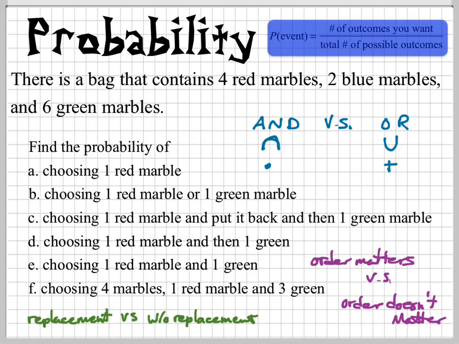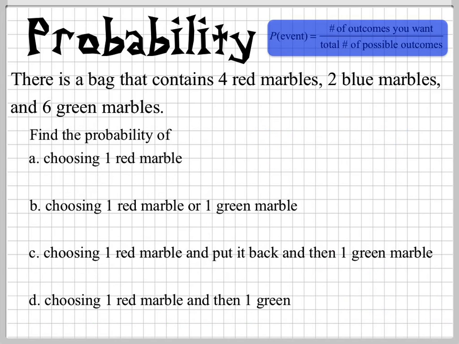Alright, let's take a look at an example right here. Let's take a look at this first one. This is as basic as it gets. The first one says choosing 1 red marble. So when choosing 1 red marble, how many total possibilities are there? Let's figure out the bottom number first. How many total possibilities are there for choosing 1 marble? There's 12 total marbles. There's 4 right there, 2, and then 6. So that makes a total of 12 possibilities, 12 total outcomes.